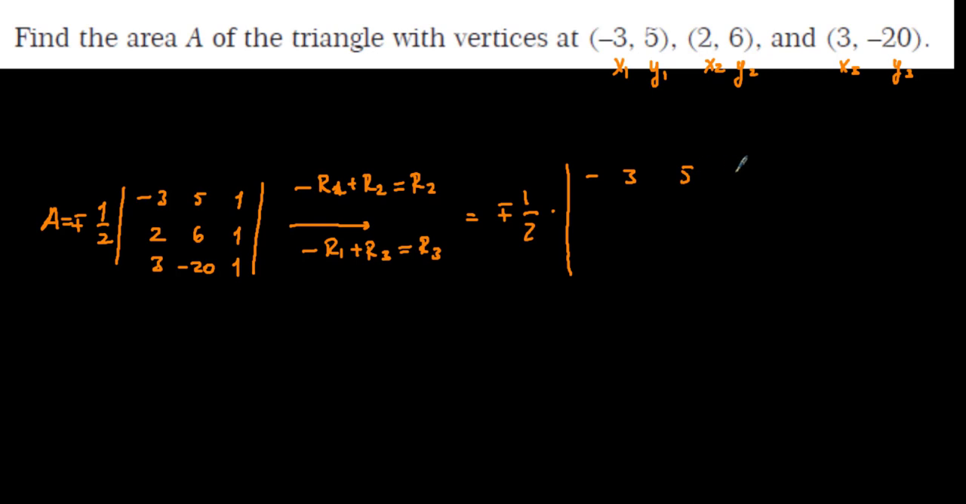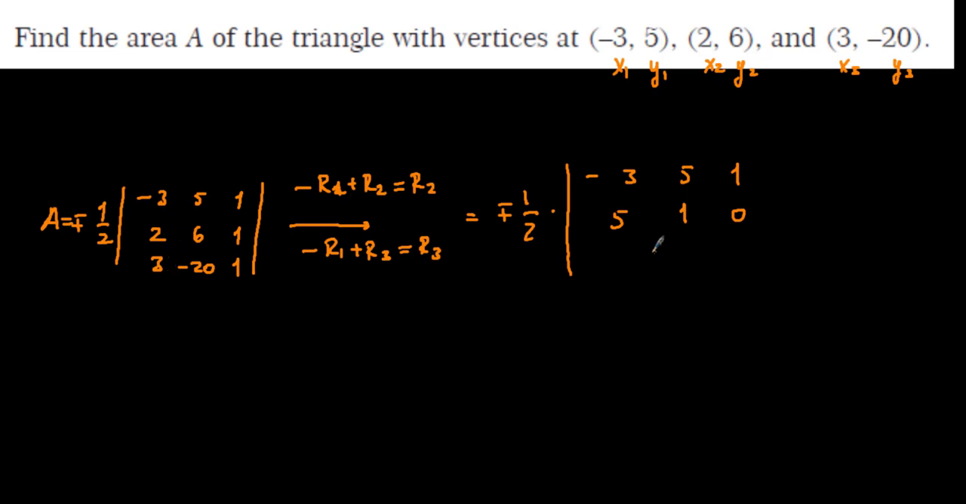Minus 3, 5 and 1, these are going to be fixed, because R1, the first row, we are not changing, but we are going to make this one 0 and this one 0. Here minus and minus 3 plus 2, that makes 5. Minus 5 plus 6 is equal to 1. Minus 1 plus 1 is equal to 0.